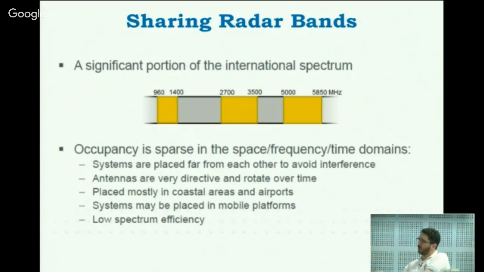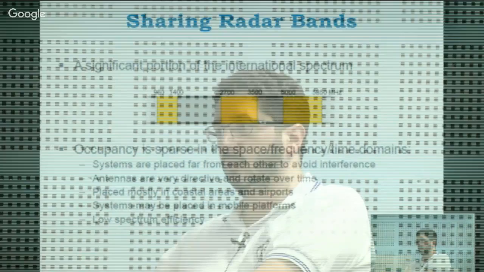And the fact that they rotate implies that you could potentially be very close, even almost co-located with the radar, and not interfere, right? Because as long as you're not clashing with the transmission in that specific direction, you won't disturb the primary system.